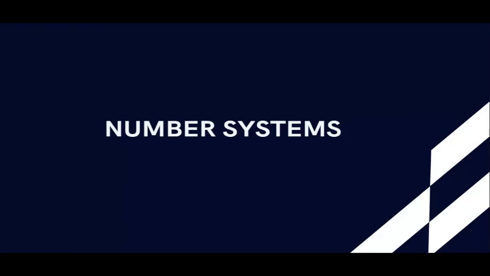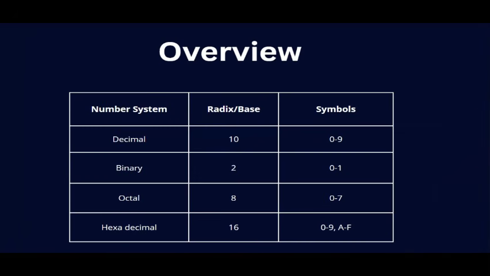Number systems are standardized ways of representing data or numbers. These are the different number systems that we are going to discuss today, namely the decimal number system, binary number system, octal, and hexadecimal. Now let's see each one of these in detail.